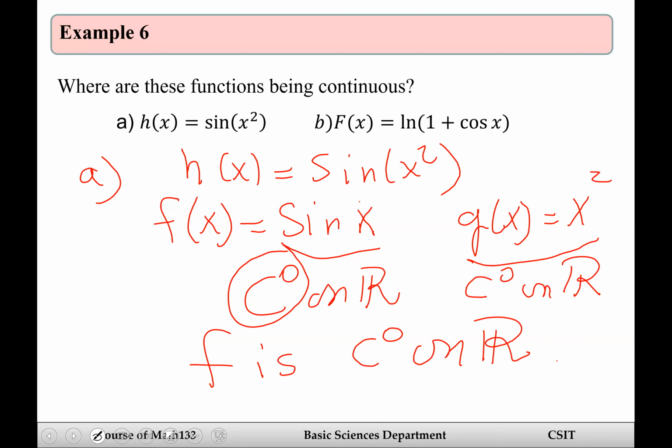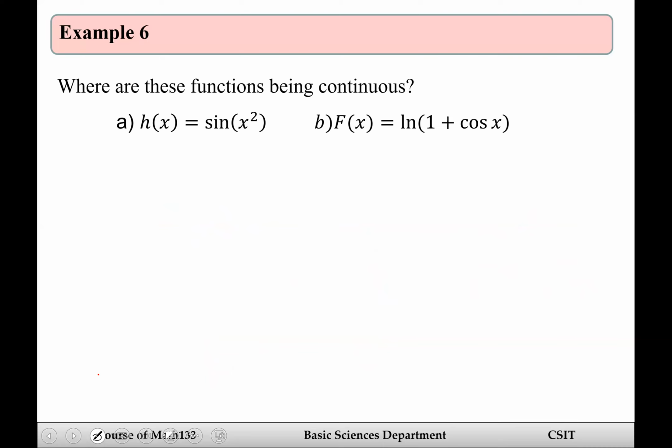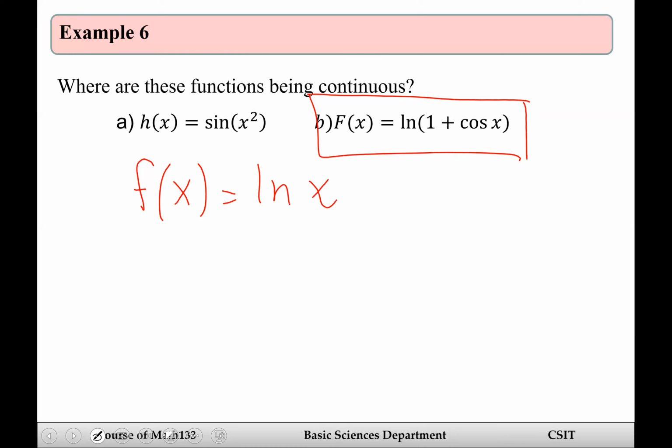Now this is in fact a simple example, but if we want to learn more about the continuity of composition, we will see this function here, which is a little bit more complicated than the first one. So here I will choose my small f as ln of x, and g of x is 1 plus cosine x. And in fact, here the continuity is somehow related to the domain of the function. So we want to make sense of this expression, capital F of x.